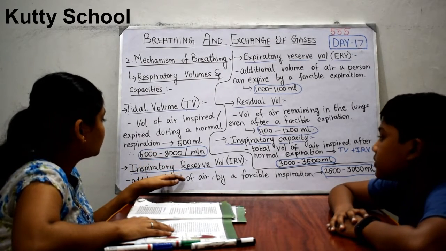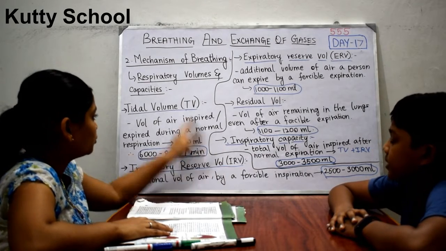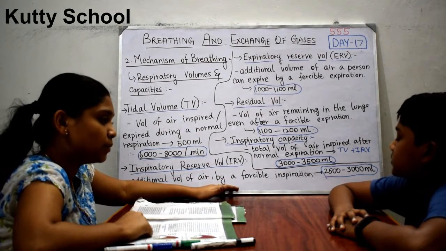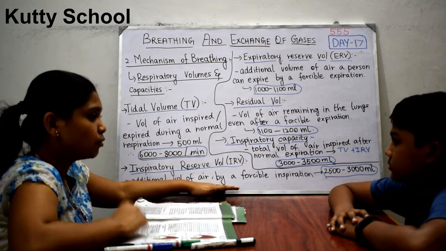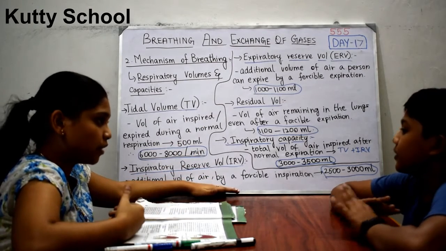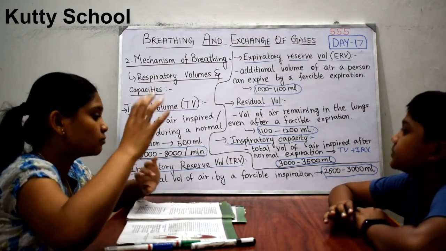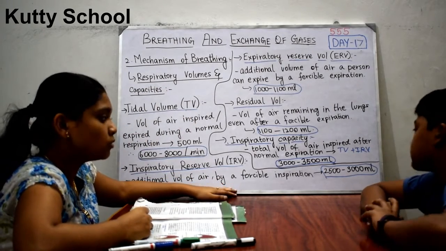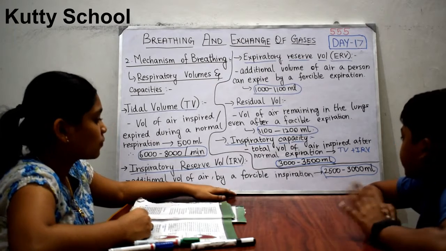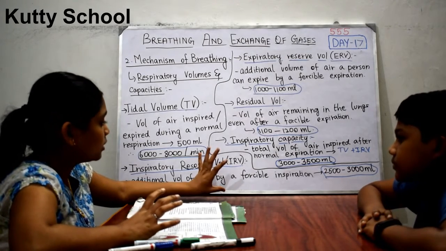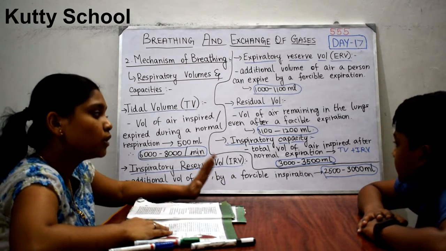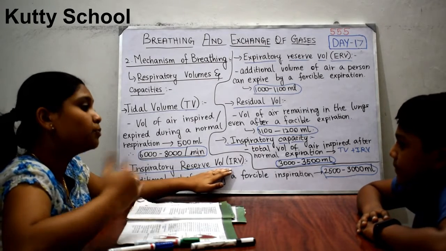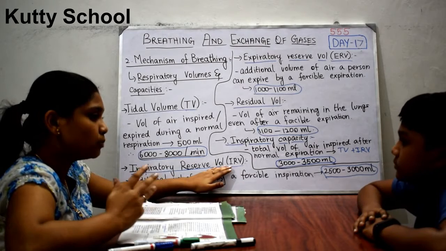So inspiratory reserve volume, which is also known as IRV. It is the additional volume of air by a forcible inspiration. After you inspire, you can inspire more additional air. That air which you can inspire additionally comes up to 2,500 to 3,000 ml, that is 2.5 liters to 3 liters. If you keep it in ml, it will be easy. This is inspiratory reserve volume. You can inspire more than the normal volume.